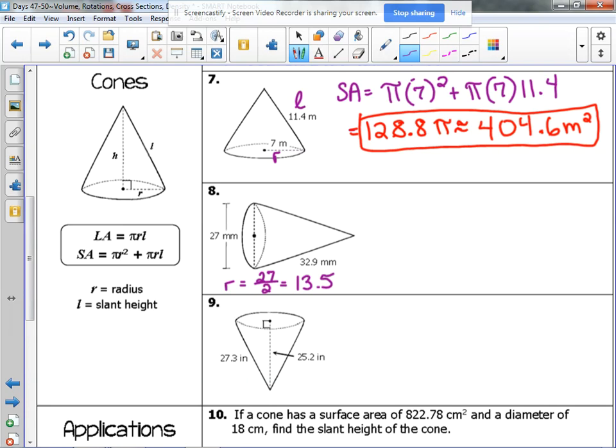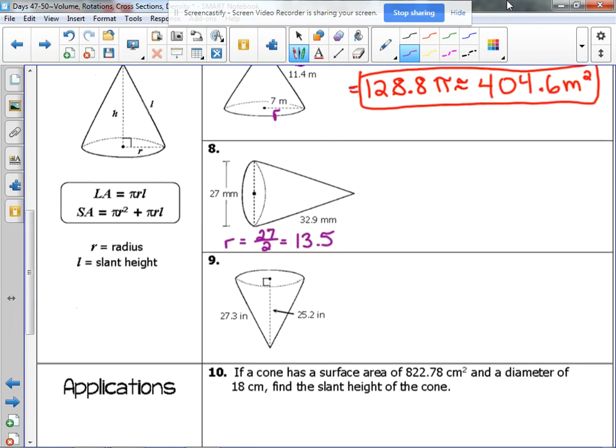Now, number 9, however, we got to do a little bit more work than just dividing by 2. Because we need the radius, we need the slant height. Which one do we have? The slant height. The 27.3 is the slant height. 25.2 is the regular height. We don't have the radius. Guess what? Another right triangle.